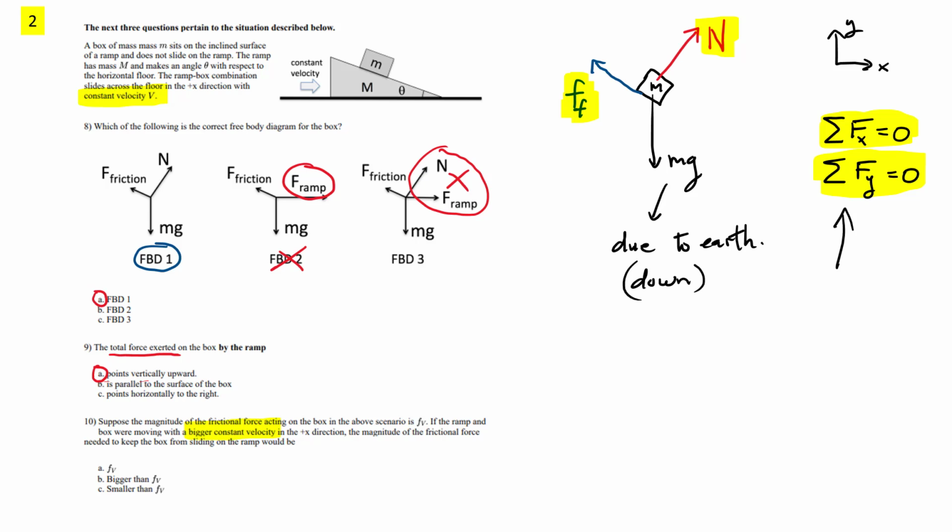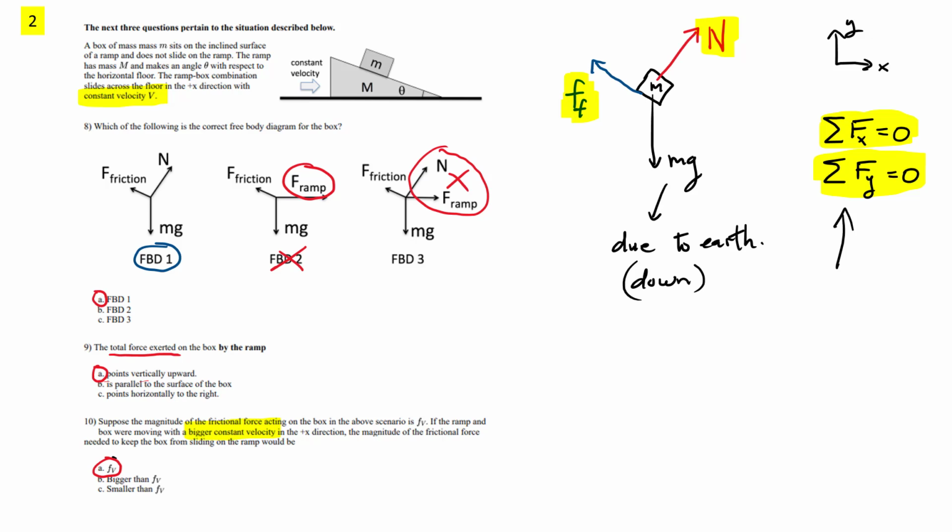We're not changing the weight of the object, right? We're simply changing the speed. So it's not going to change the magnitude of any of those. The only way we would change the magnitude of the frictional force is if we were going to accelerate, right? But not at constant velocity. So in this case, the best choice is also choice A.